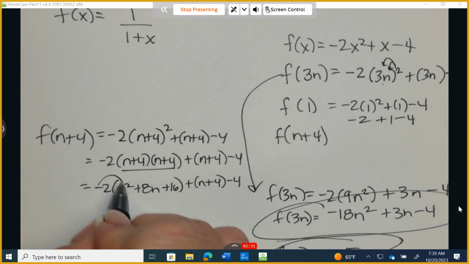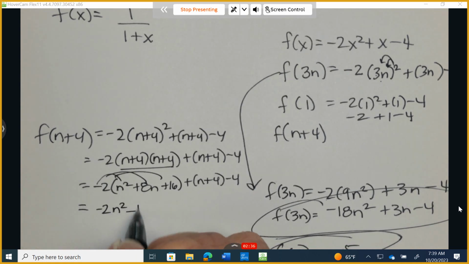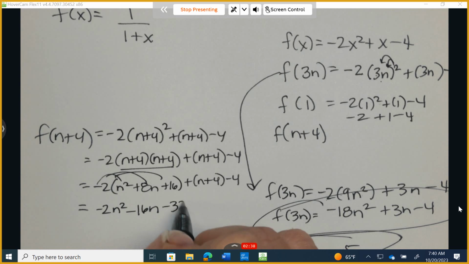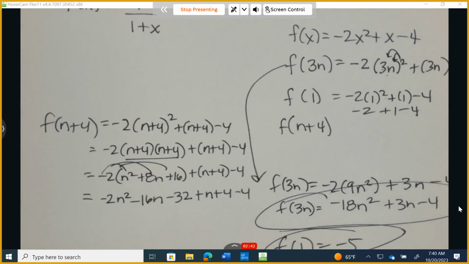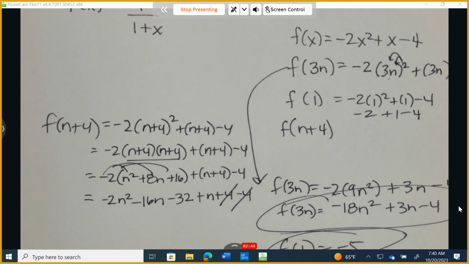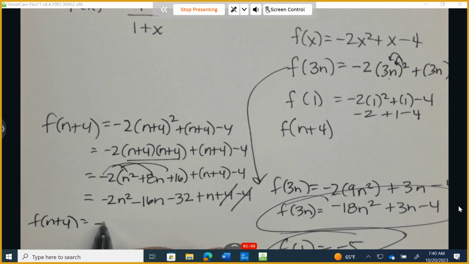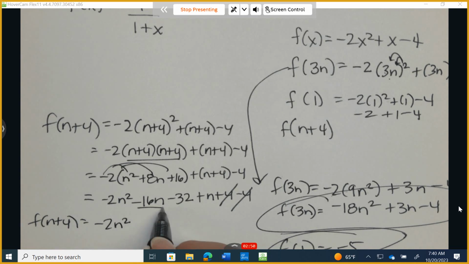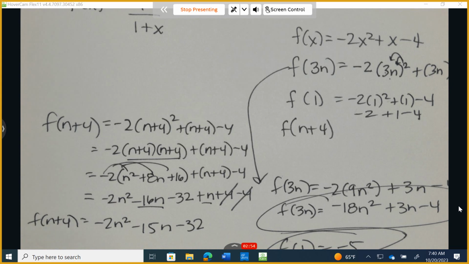And now I'm going to distribute the negative 2, and then I will combine like terms. Negative 2n squared, negative 16n, negative 32, plus n, plus 4, minus 4. And I can go back and just combine like terms. So I see these two cancel out. And I have f of n plus 4 is equivalent to negative 2n squared minus 15n minus 32. Is that the exact same answer we end up with? It is.